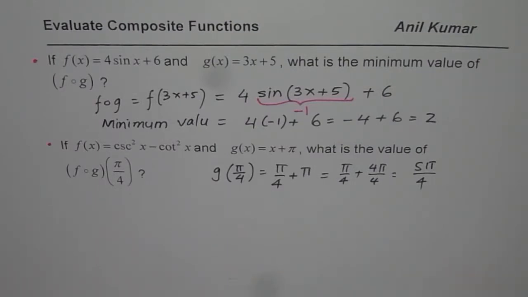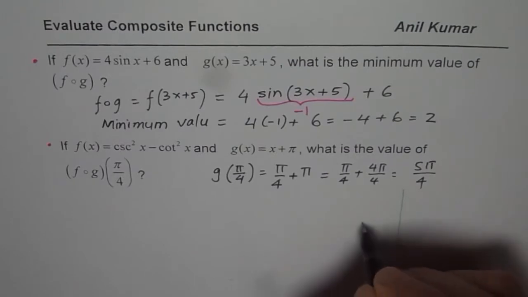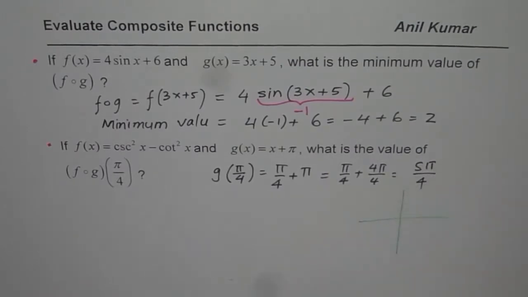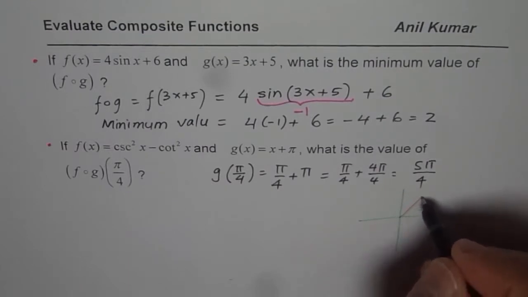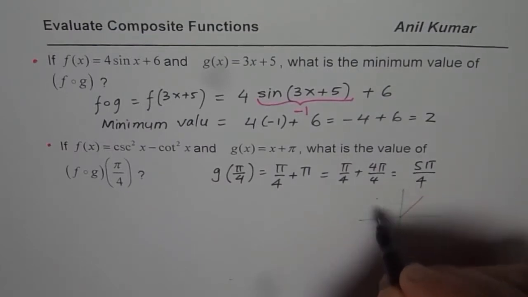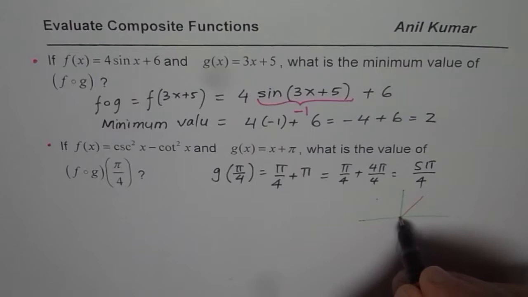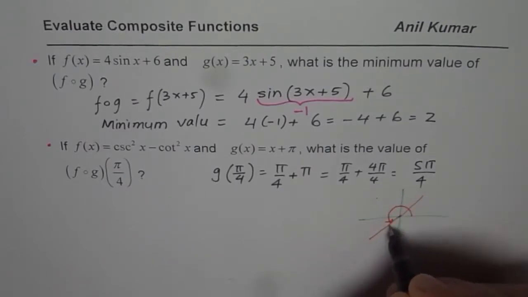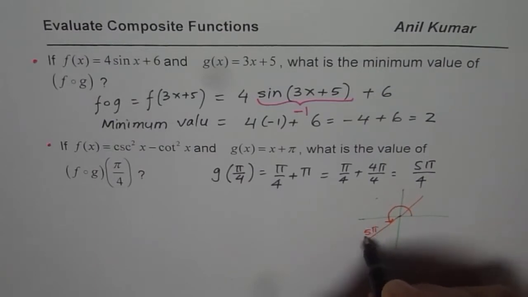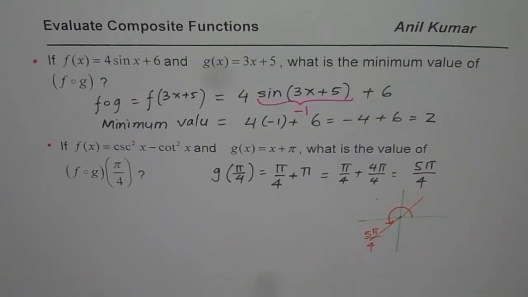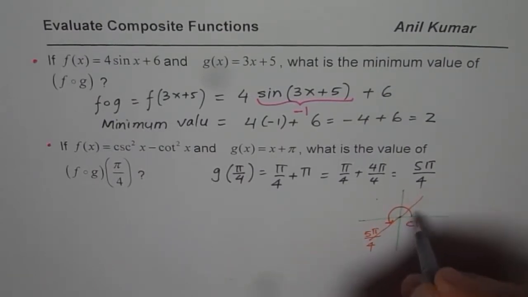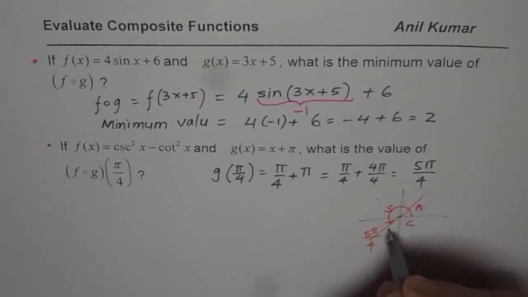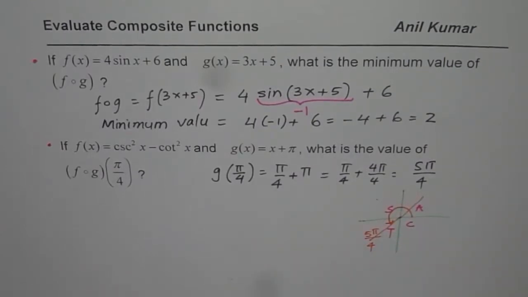Let me also share with you the coordinate plane, and let's see where this angle is. So 5 pi by 4 means this is 1 pi by 4, 2 pi by 4, 3 pi by 4, 4 pi by 4, and that is 5 pi by 4, correct? So this angle here is 5 pi by 4. Let me write down the CAST rule also. So we know here tan is positive. Now let's look into the function itself.